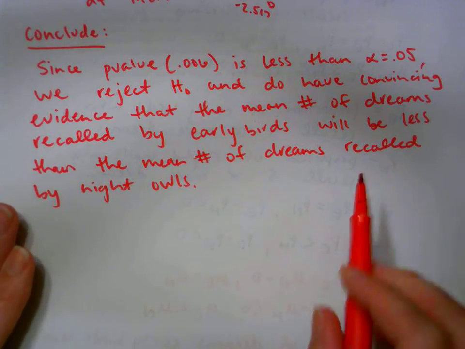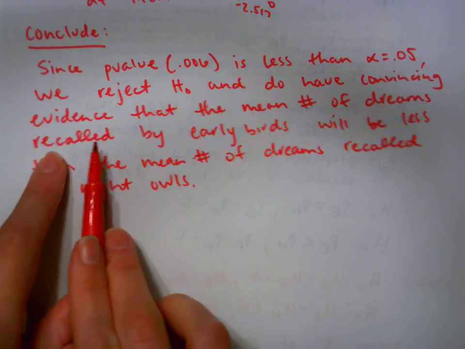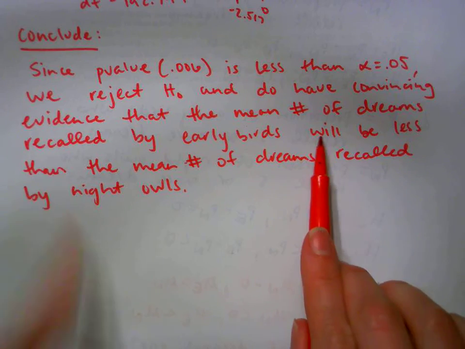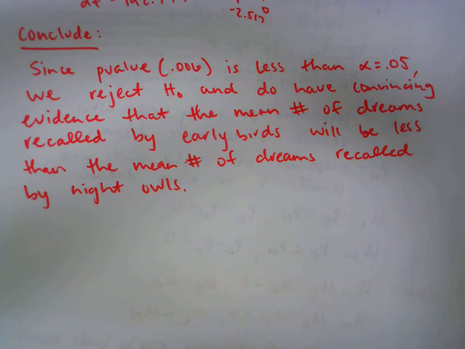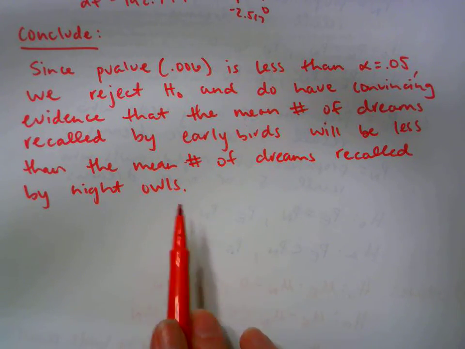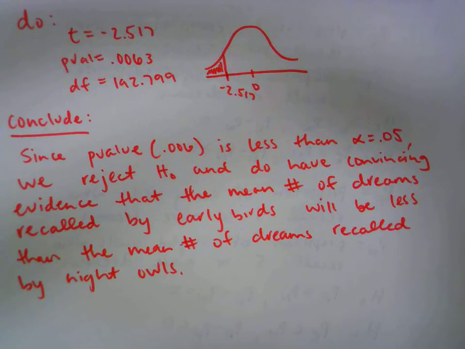Notice I was trying to be careful because if I said recalled, I didn't want that to sound like I was talking about a sample. That's why I included the "will be," to make it sound like we're hypothesizing about something in the future, about a greater population. And that is everything you would need for that free response.